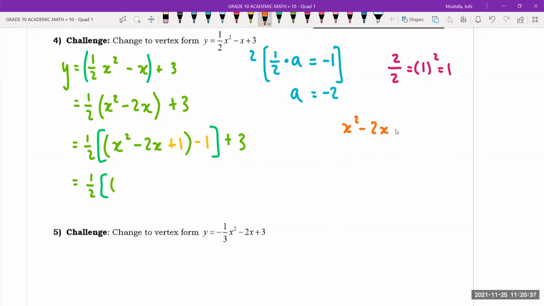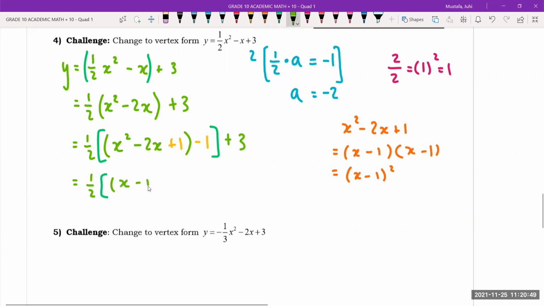X squared minus 2x plus 1. When I factor this, I'm just going to get x minus 1 and x minus 1. So this is just going to be x minus 1 all of it squared. So over here, I'm going to have x minus 1 all of it squared. I didn't get rid of the -1 yet, and the positive 3 stays there. I did those kind of fast, so I'll just pause here first.